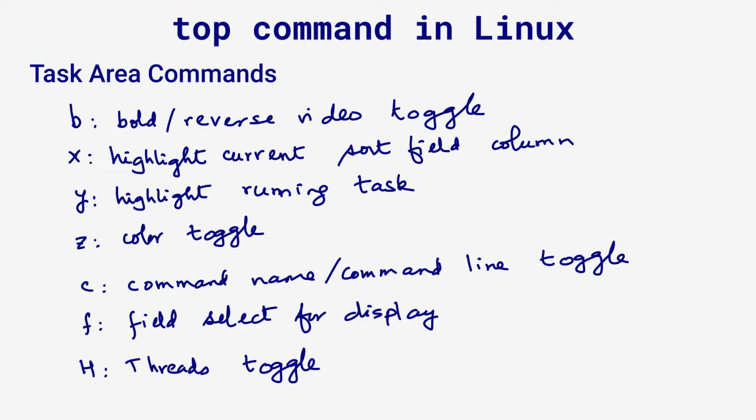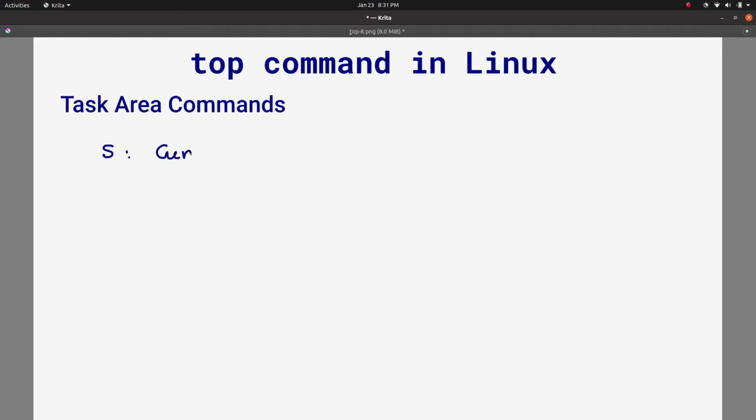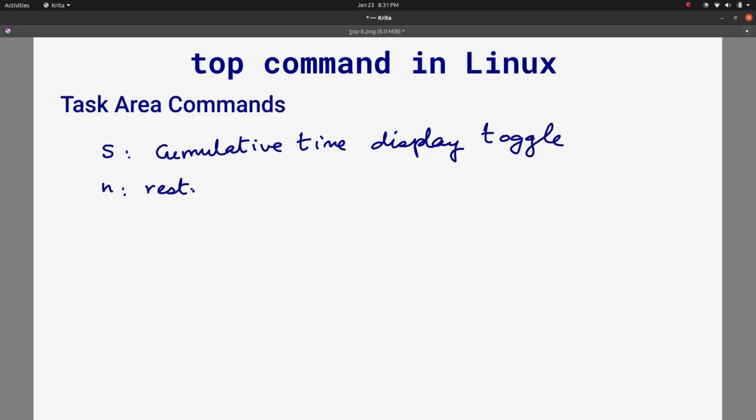Uppercase H is the threads toggle. By default, processes are shown in the task area. You can press H and see threads, and if you press H again, you can get back to display of processes. Uppercase S is the toggle for cumulative time. When on, each process lists cumulative time it and its dead children have used. When off, the time used by the children is not shown.